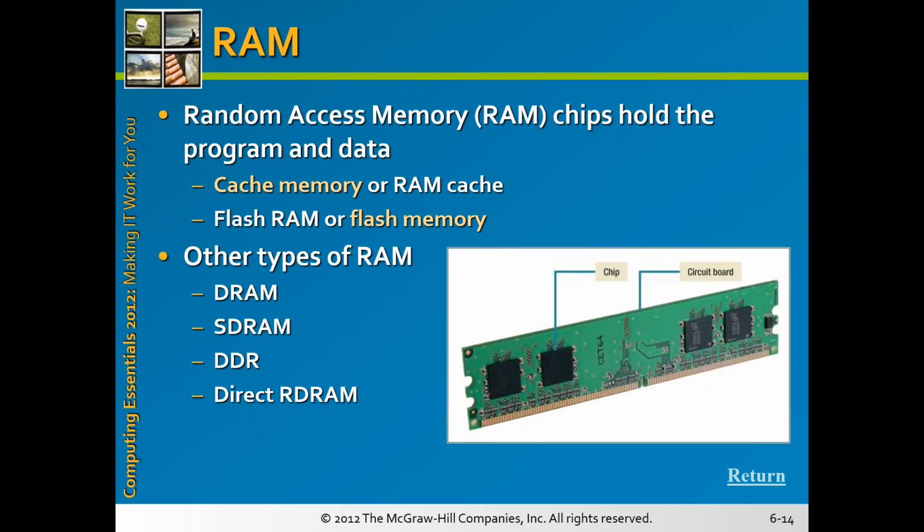RAM is also referred to as temporary or volatile storage. It is a good idea to save your work in progress to a secondary device, which is permanent or non-volatile. Other types of RAM include DRAM, SDRAM, DDR, and Direct RDRAM.